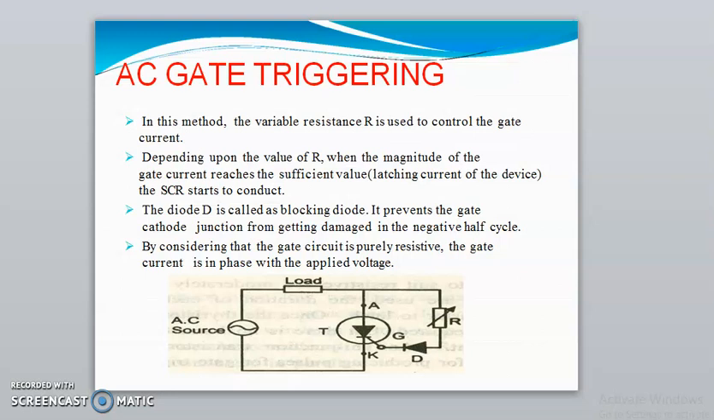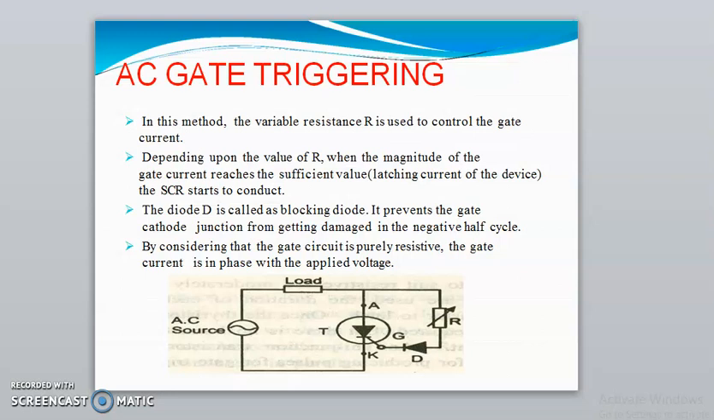Here in this you can see the diode D is connected in the circuit. This diode D is called the blocking diode. This will prevent the gate cathode junction from getting damaged in the negative half cycle. Since here the current which we are applying in the circuit is alternating current, the current will change its path from positive half to negative half cycle.